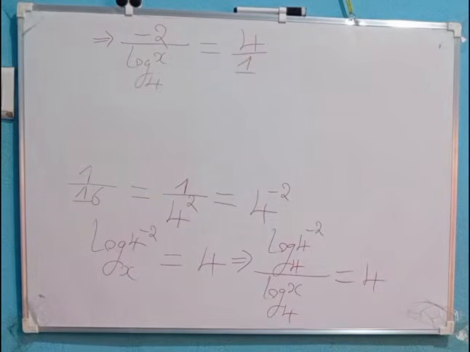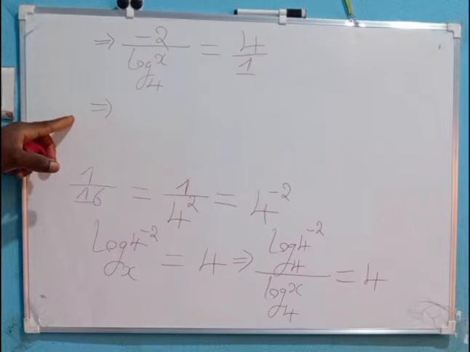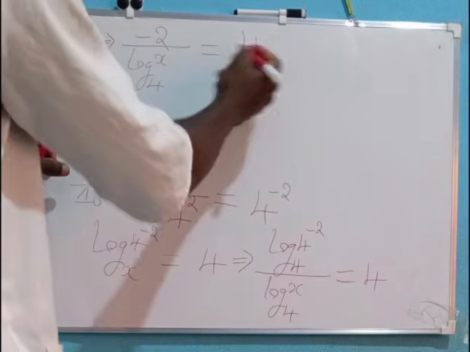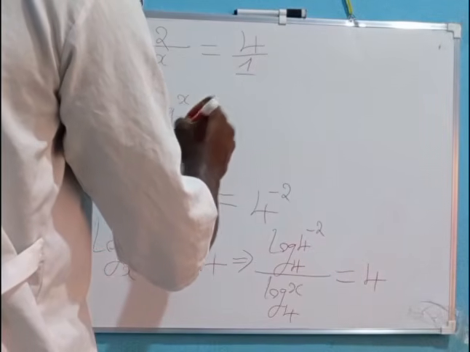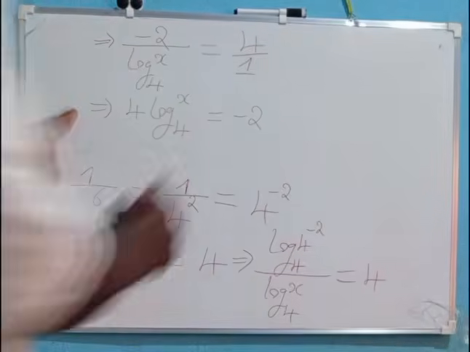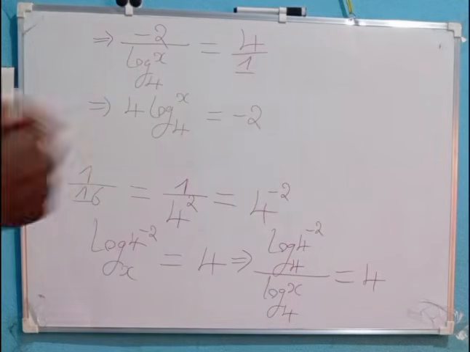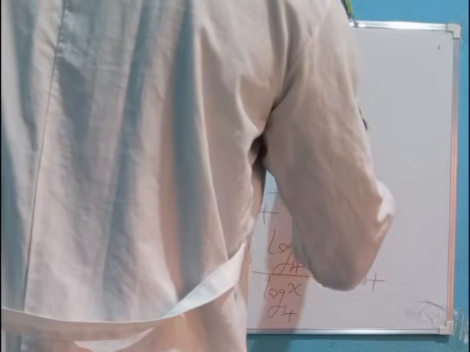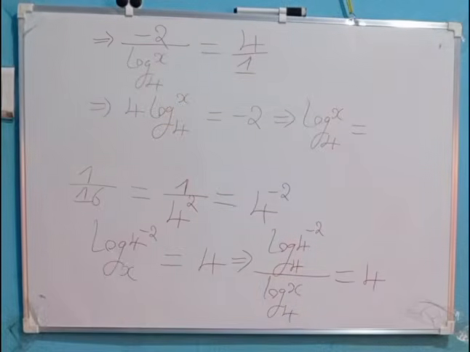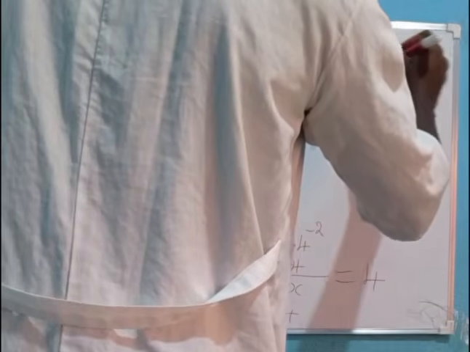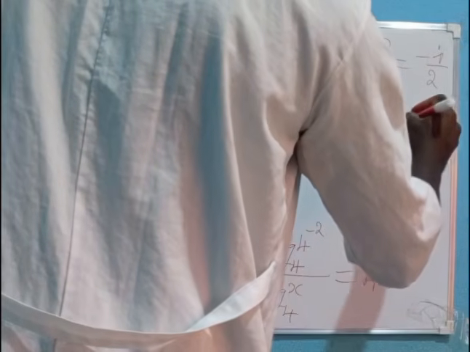Next, we are going to cross multiply. Then negative 2 times 1 remains negative 2. It will be equal to 4 times log x base 4, and this will be equal to negative 2. Next, we are going to divide both sides by 4. Then the log of x base 4 will be equal to negative 2 all over 4, which is simply equal to negative 1 on 2, negative a half.